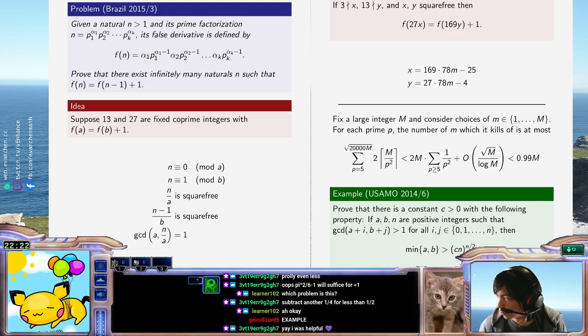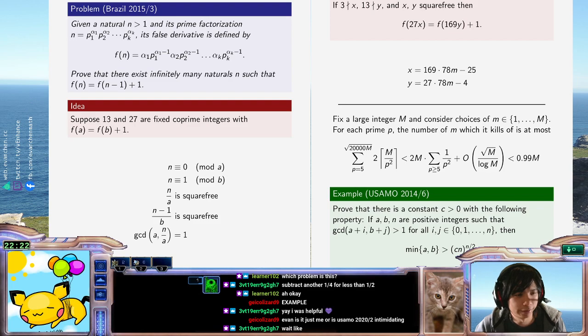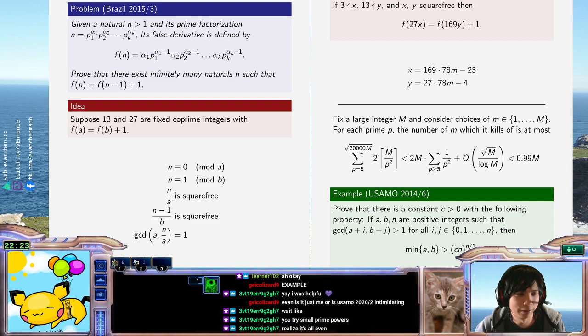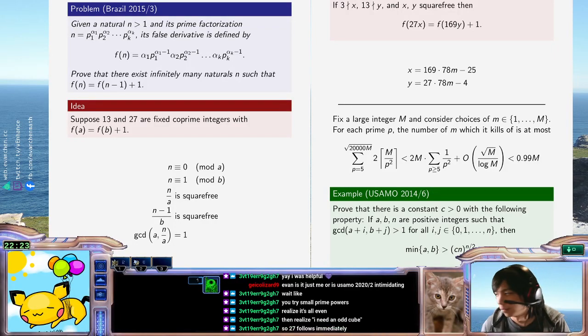But yeah. Thanks for 27 and 169. I don't know how long it would have taken me to find those, but it probably would have been a while knowing me. Is it just me or is USUMO 2022 intimidating? Depends on who you ask. I honestly thought that problem was a little scary, but, you know. You try all small primes, realize it's all even. Yeah, you need an odd cube. I see. Yeah, but 27's the ticket.